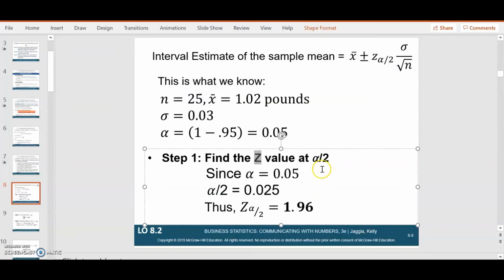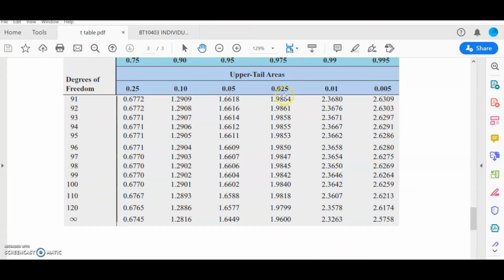And here, based on the question, we know that the significance level divided by 2 is equal to 0.025. So from the t distribution table, we can obtain the z value that is equal to 1.96, since the degrees of freedom is equal to infinity. Keep in mind to look for the significance level for the upper tail area, or the one tail area only.